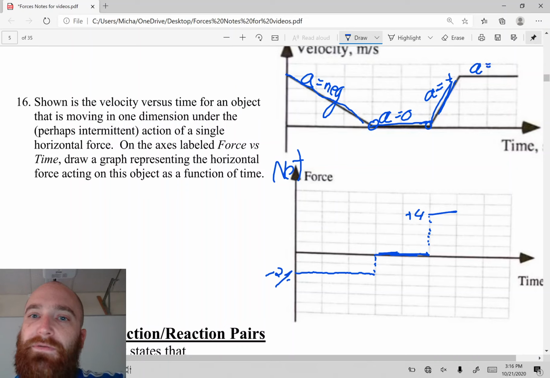Here, this is, I think, the tricky part. What's the acceleration for this little part? Remember, acceleration is a change in velocity. The velocity is not changing, so this acceleration is 0, which means the force is 0.